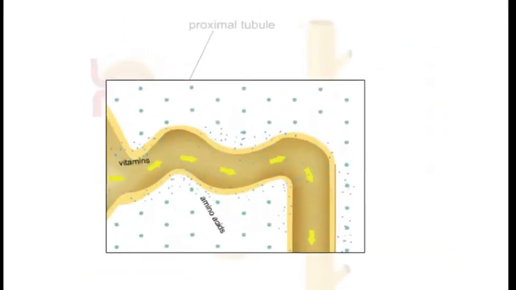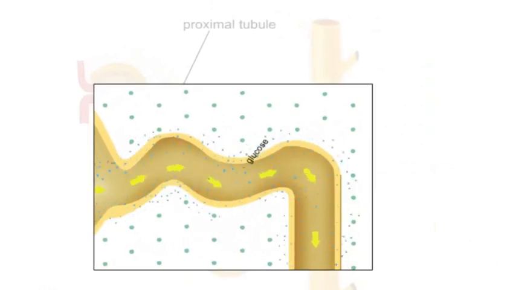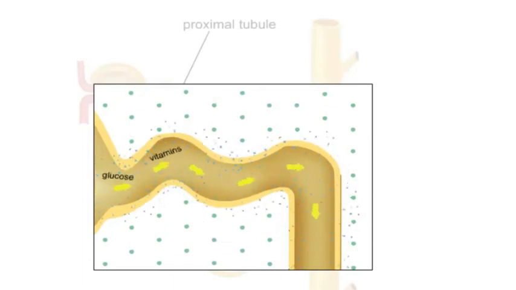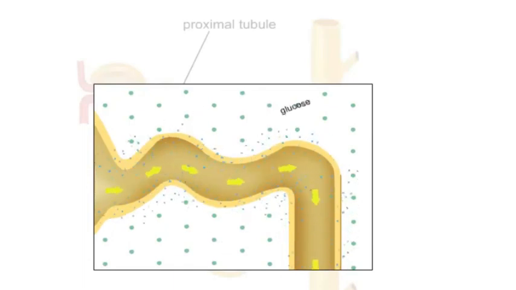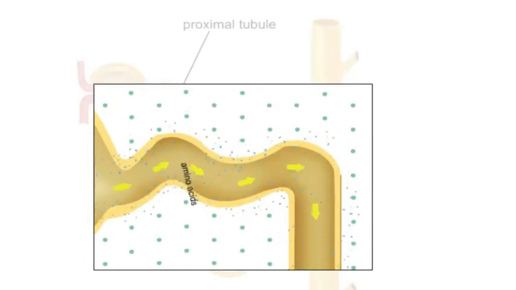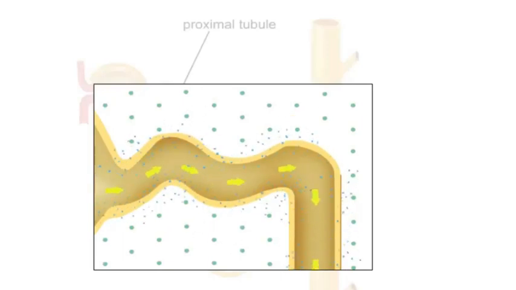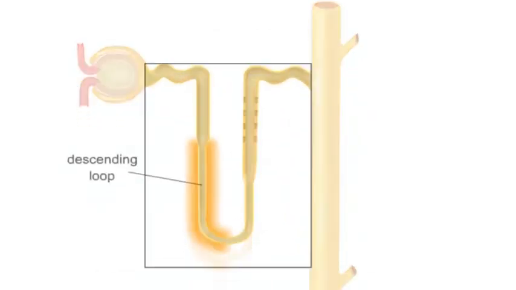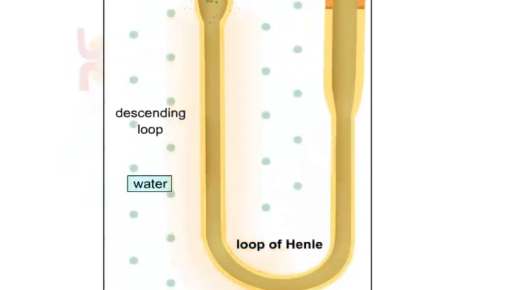Many of the important materials have been reabsorbed into the blood from the filtrate in the proximal tubule. This modified filtrate must make its way down to the loop of Henle, where further modifications will occur. The loop of Henle promotes the reuptake of water and salt from the filtrate.